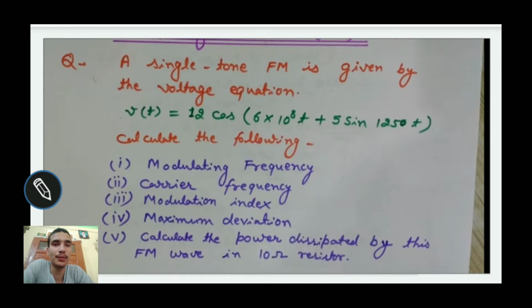We have to calculate the following: modulation frequency, carrier frequency, modulation index, maximum deviation, and the power dissipated by this FM wave in a 10 ohm resistor. So let's start.